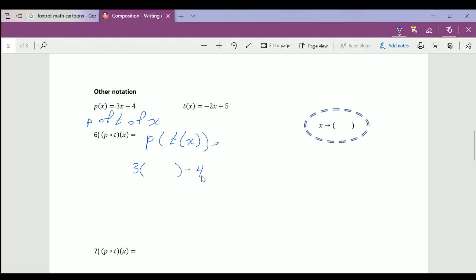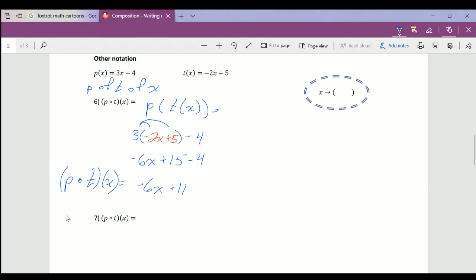So we've got 3x, that's our x, minus 4. Inside there, we're going to put the other one, negative 2x plus 5. Next step is to distribute. That'll be negative 6x, and that'll be plus 15 minus 4. Combine like terms. And there you go. Final answer, we're going to say p of t of x. Again, if you're not a big fan of that notation, you can use the other one there. They mean the same thing. This one, I think, is a little bit more intuitive, though.